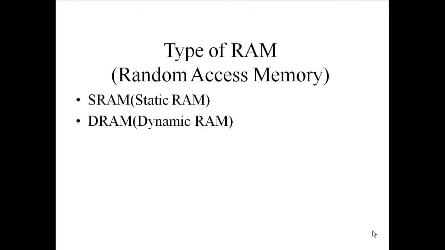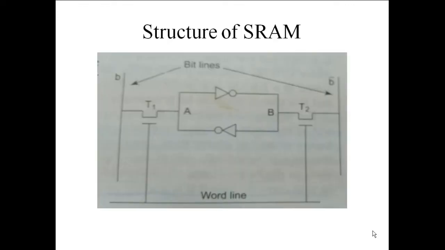Both types of RAM have some advantages and some disadvantages, and both are considered to develop the main memory. Now we discuss the structure of the static RAM. Here two types of connection can be considered. One is called the bit line, that is the data, whereas another is called the word line, this is the address line. So the bit line provides the data that will be stored within the RAM cell.